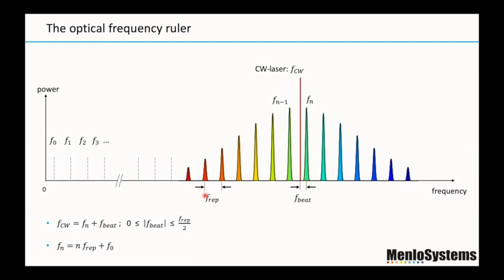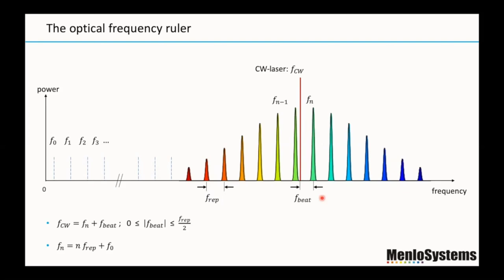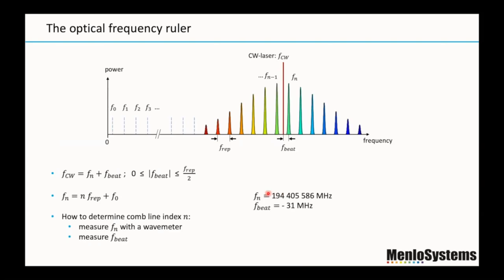So when we do this, you can see that the beat signal increases, as we saw in the spectrum analyzer. This implies that the frequency of the CW laser lies to the left of this mode. So we need to subtract the beat signal from the frequency of this mode.